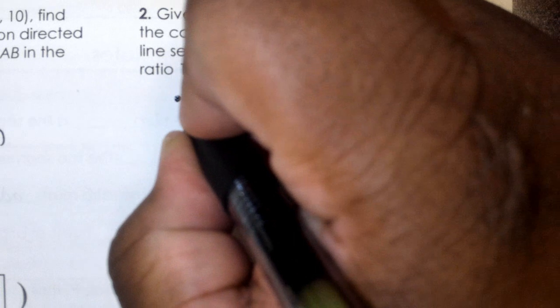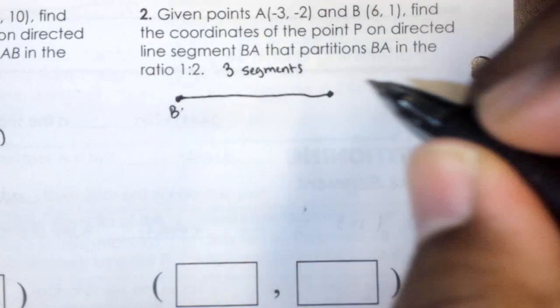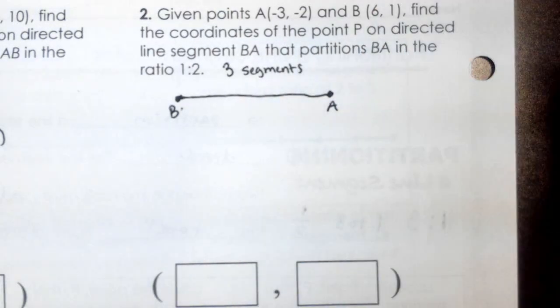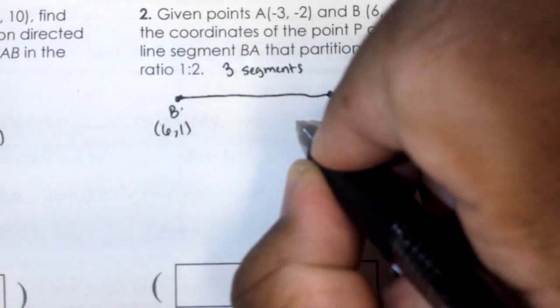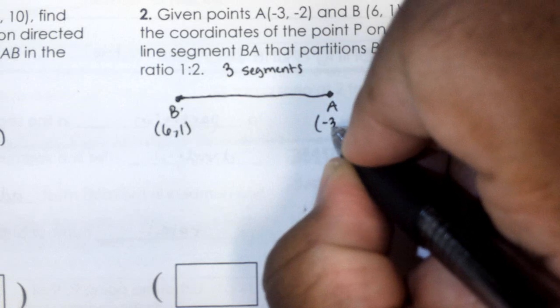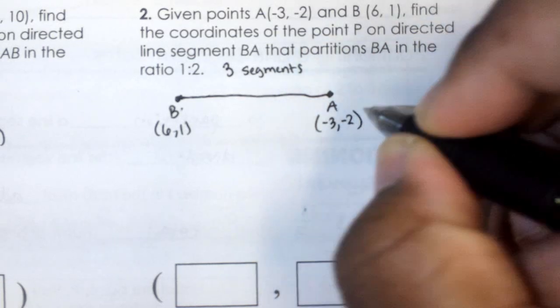And then on this one, this is where you kind of got to make sure you do it the right way. This one's B to A. B here, A is here. B is at 6, 1. A is at -3, -2.